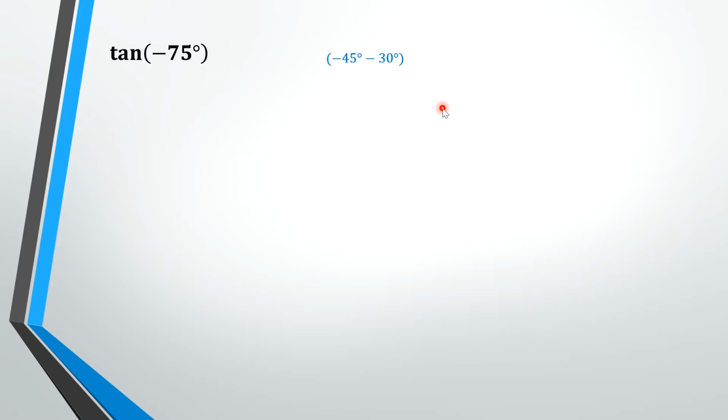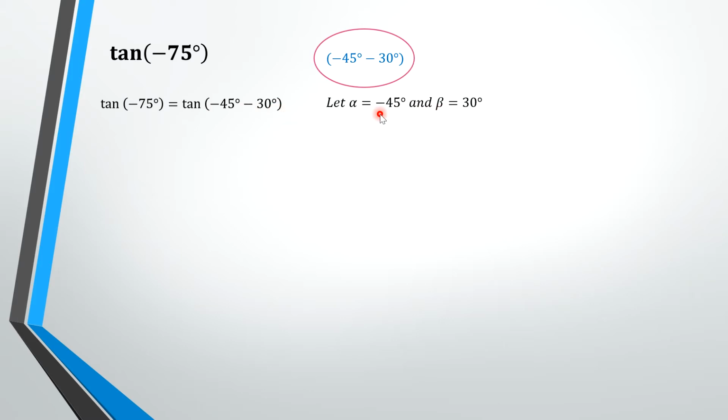And for this problem, we'll be using negative 45 degrees minus 30 degrees. So we have now tangent negative 75 degrees is equal to tangent of negative 45 degrees minus 30 degrees. Therefore, our alpha is equal to negative 45 degrees and beta is equal to 30 degrees. Since we have the minus sign, we will be using the difference identity for tangent, and this is the formula. Tangent of alpha minus beta is equal to tangent alpha minus tangent beta, all over 1 plus tangent alpha times tangent beta.